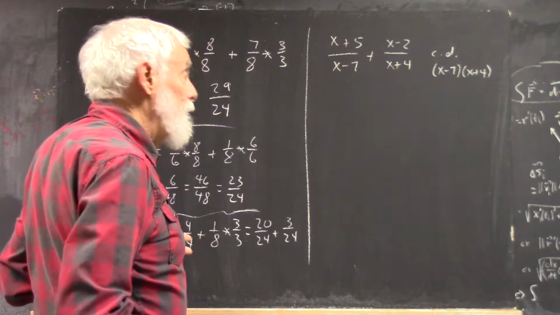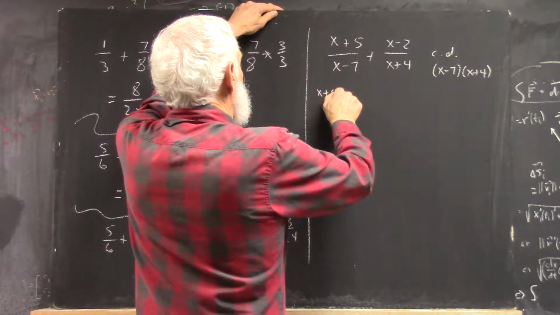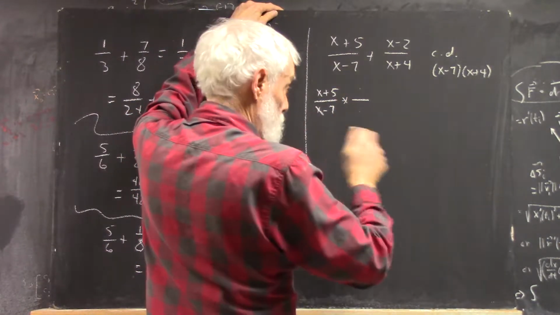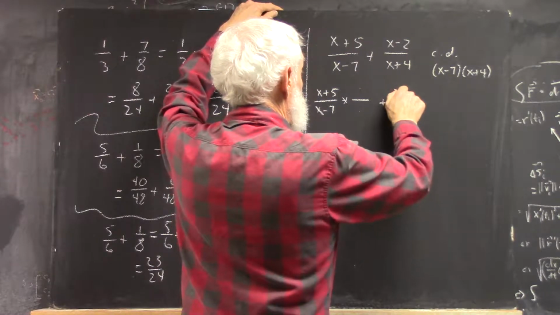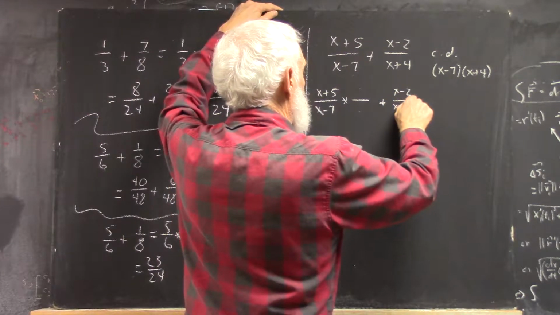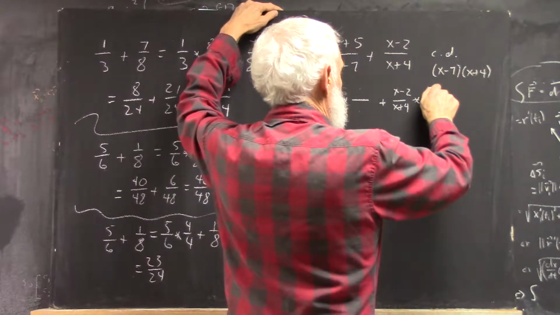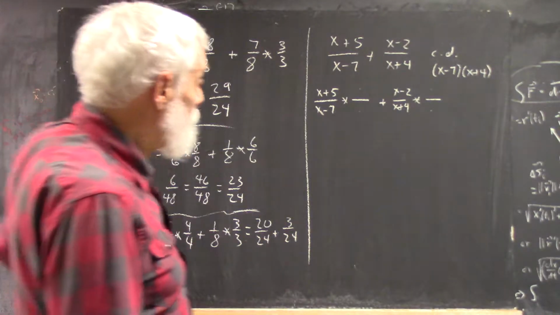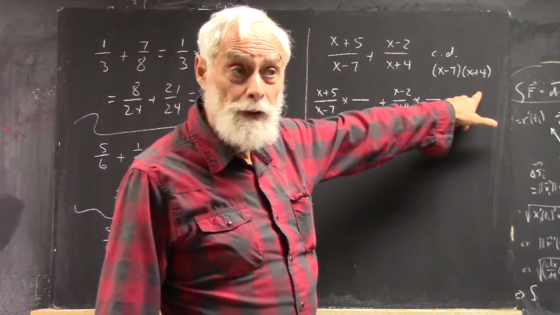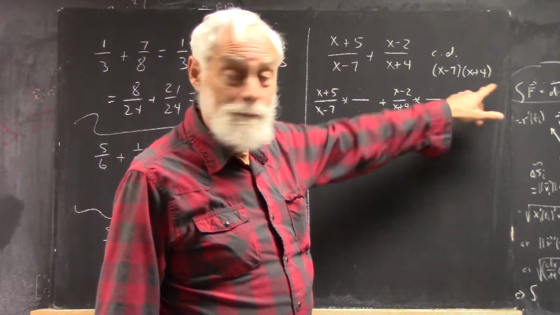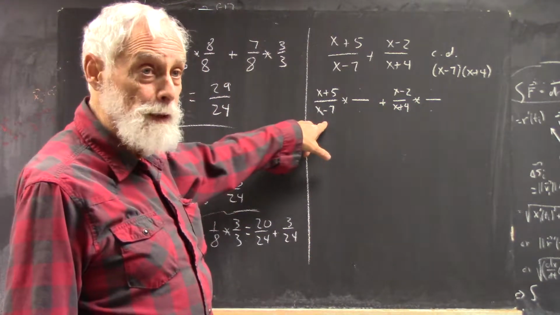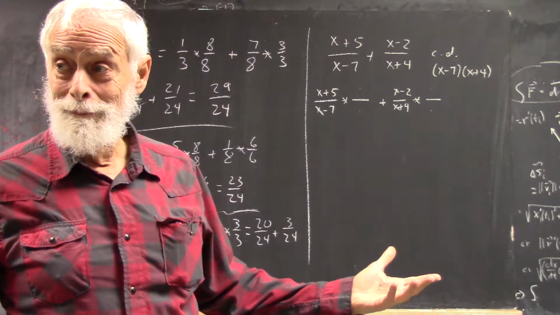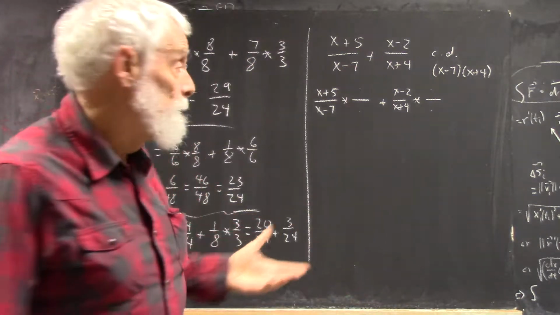Okay? Now, that means I'm going to take x plus 5 over x minus 7, and I'm going to multiply it by some expression over the same expression. Then I'm going to add that to x minus 2 over x plus 4, multiplied by some fractional expression, right? And I have to get x minus 7 times x plus 4 in the denominator, don't I? So let's see, what would I multiply x minus 7 by to get this denominator? X plus 4 over x plus 4. Yeah, x plus 4.